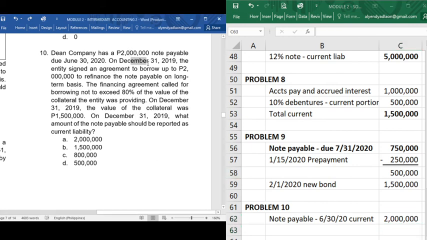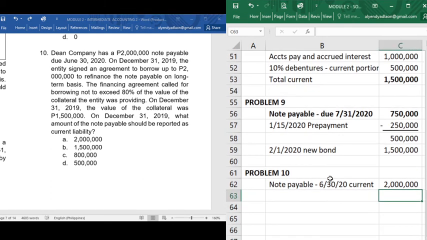Take note, when? December 31, 2019, right? The entity signed an agreement to borrow up to 2 million to refinance the note payable on long-term basis. Okay, so meaning, he refinanced. When did he refinance? December 31, 2019. Okay, let us write this here.